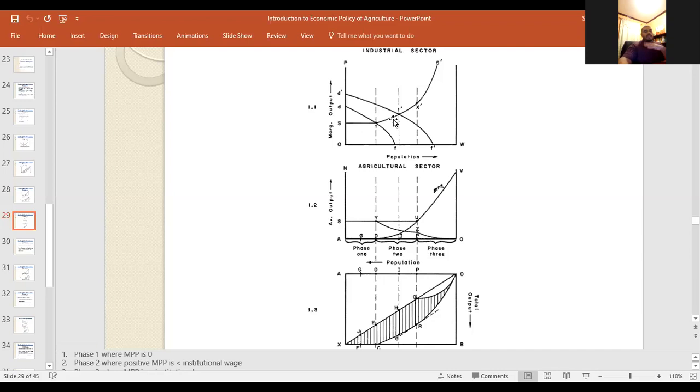So let's have a look at what's happening here. Marginal physical productivity begins to increase. However, in phase two, if you see here, you'll see SU, and SU is actually an institutional wage, and MPP, in this situation, the marginal physical productivity in phase two, is actually less than that institutional wage.